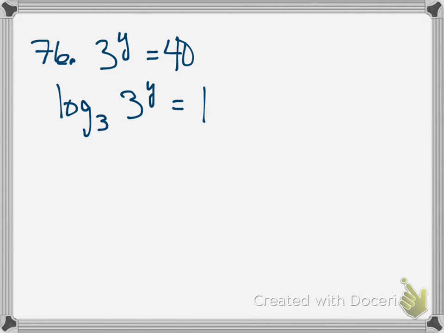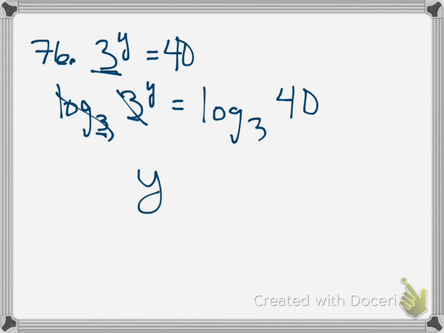Okay, 76 here. You've got 3 to the y power is 40. So kind of think like this. I want to get rid of the y's. If I say log base 3 of 3 to the y is equal to log base 3 of 40, notice how I'm using the same number of 40. This and this would cancel each other out, leaving me just the y.